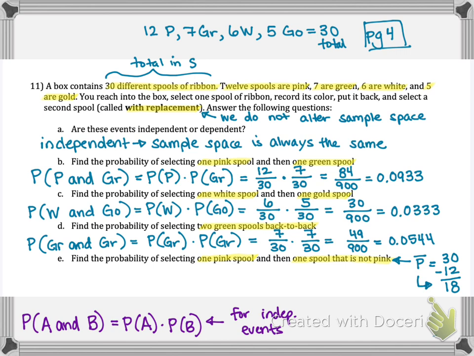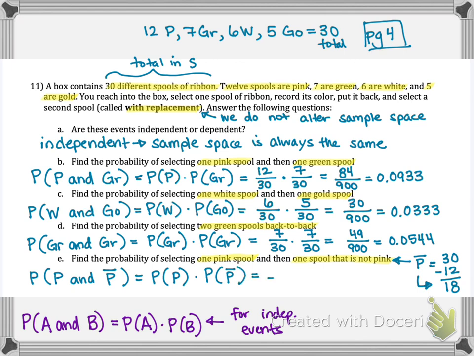They could be green or white or gold. It doesn't matter as long as they're not pink. Take a second to think about that. So it's going to be pink and then literally anything else. So the way I'm going to write that is that first we're going to get the pink and then we're going to get the not pink spool. So for us, that would look like the probability it's pink first times the probability it's not pink.